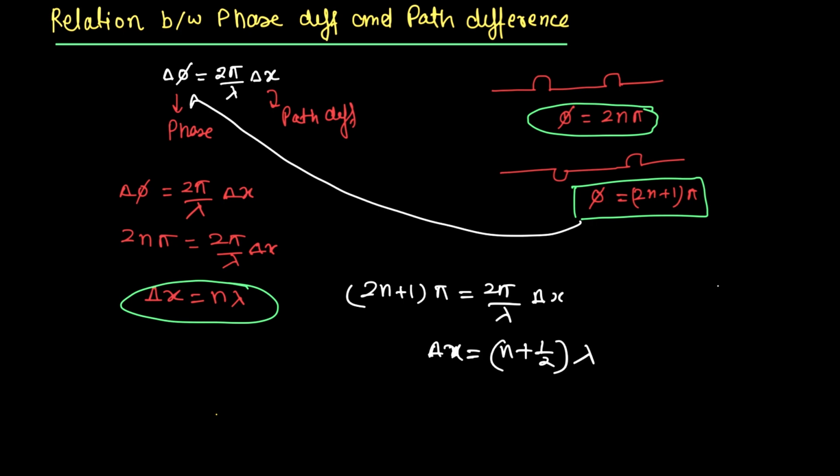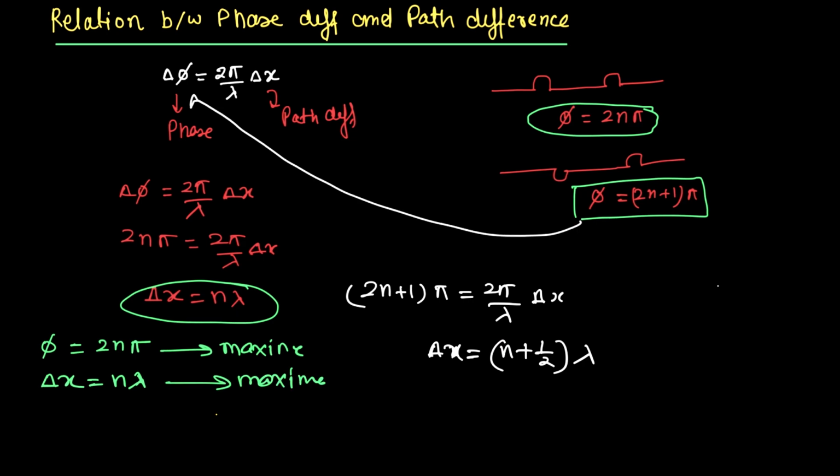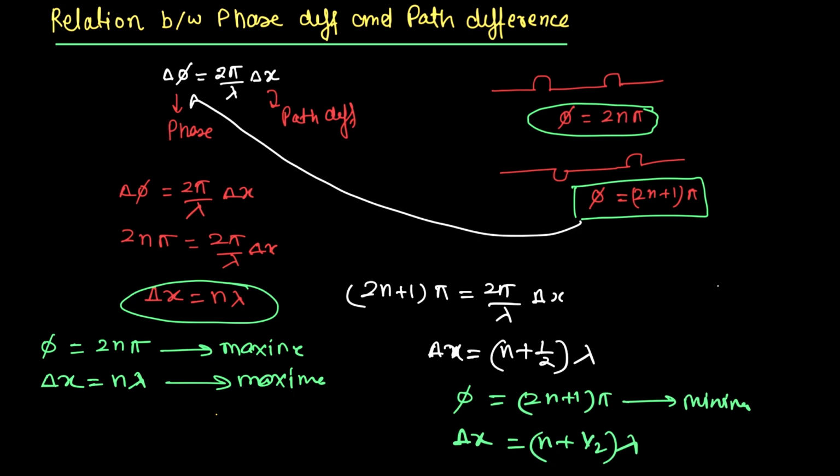So in conclusion, delta phi is equal to 2n pi; this is the phase difference for maxima. And delta x is equal to n lambda; this is the path difference again for maxima. And delta phi is equal to (2n plus 1) pi is the phase difference for minima, and delta x, the path difference for minima, is (n plus 1 by 2) into lambda. So this formula we are going to use directly in the numericals. So let's solve one numerical based on that.